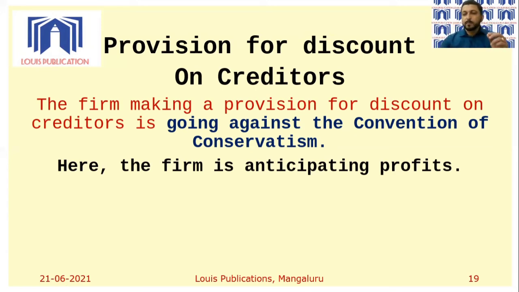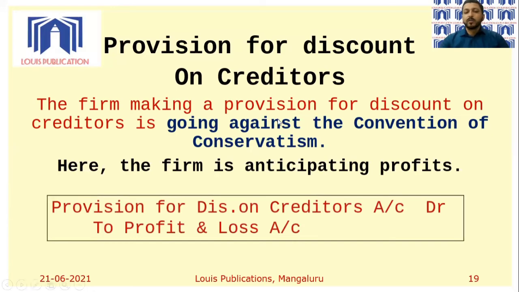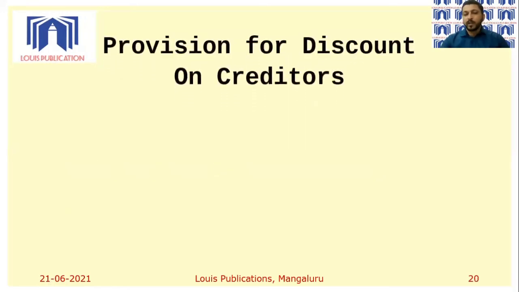So the very concept of provision for discount on creditors goes against the convention of conservatism because the business is anticipating profits. Profit and loss account belongs to nominal account, credit all incomes and gains. So the point to note, the journal entry, the adjusting entry would be provision for discount on creditors account debited to profit and loss account. So you see, profit value is increasing because we are anticipating profits. So this is about the concept of provision for discount on creditors.